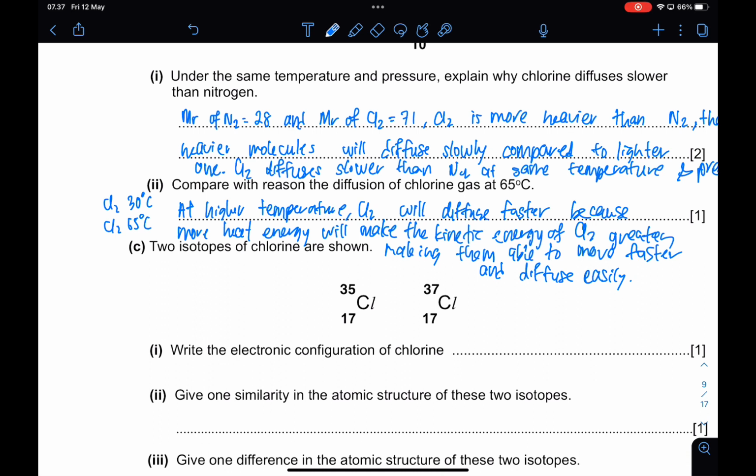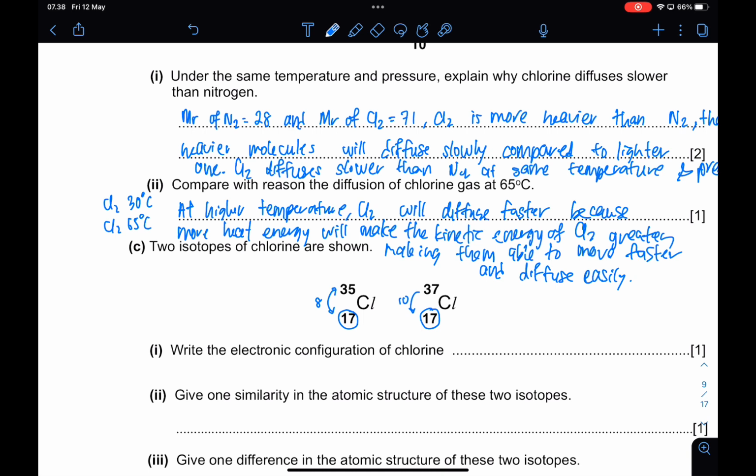Same proton number, different neutron number. You can see this is the proton number, the same proton number. For neutrons, you see the difference of this, 17 and 35, so 18. The difference over here is going to be 20. So the important thing over here is same proton number, different neutron number.